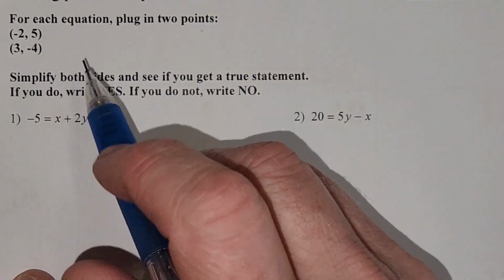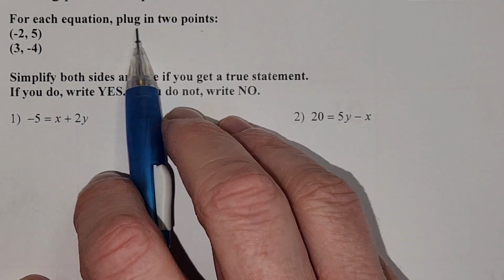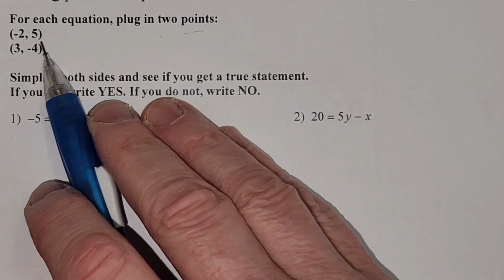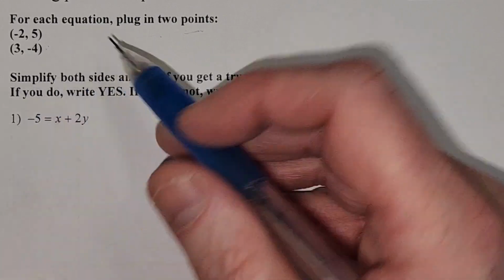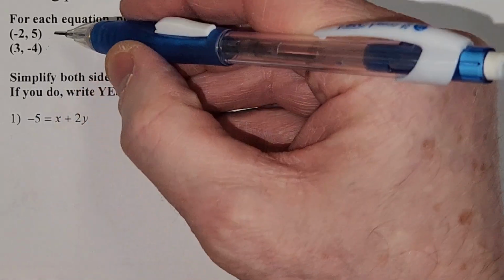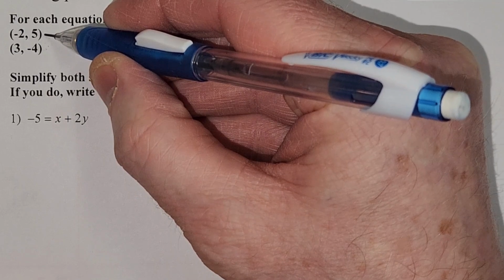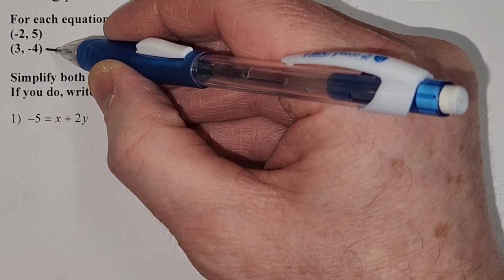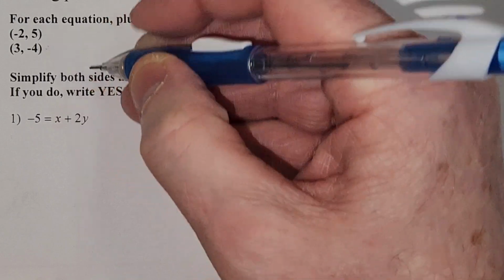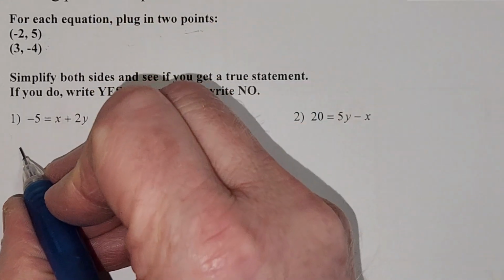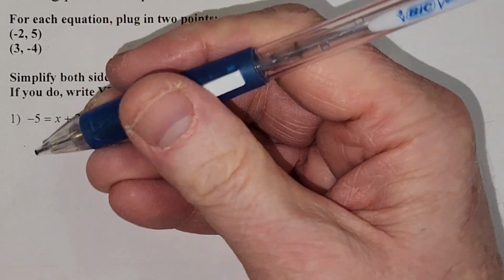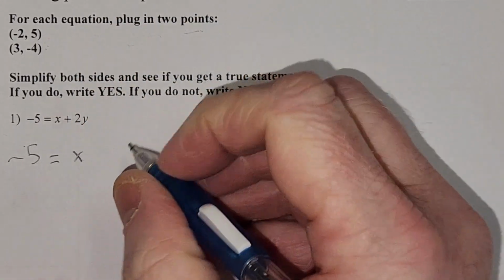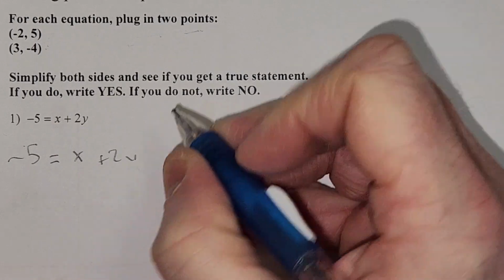So we have the testing points and equations. For each equation, we're going to plug in 2 points. We're going to plug in the same 2 points for each equation. The first point here is (-2, 5), and this point is (3, -4). So the first thing we're going to do is rewrite the equation as is below. -5 equals x plus 2y.